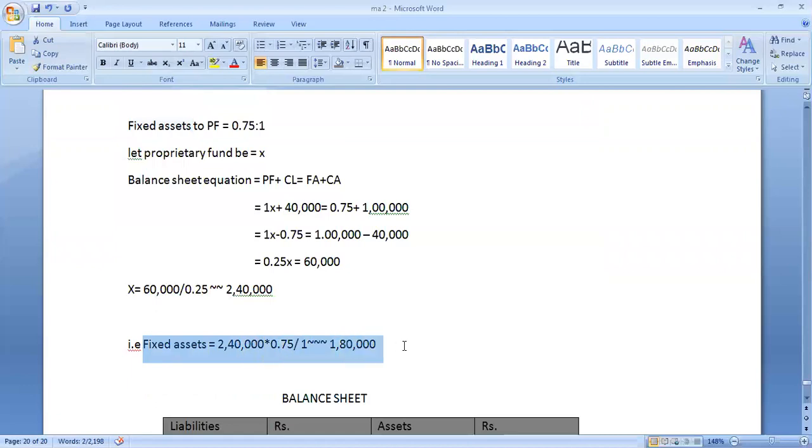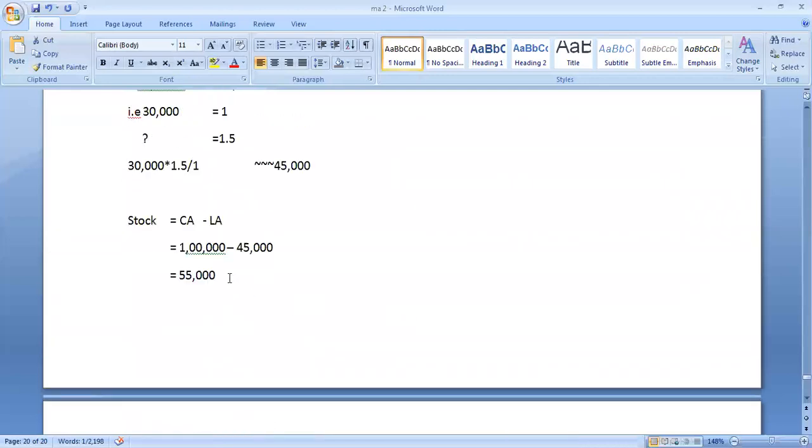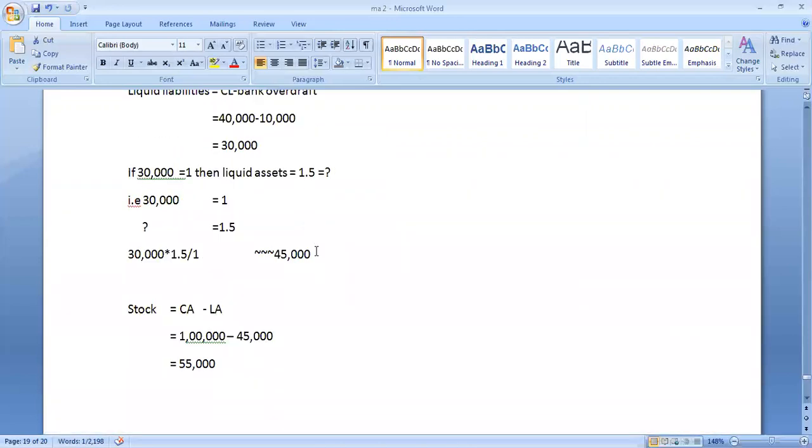First, moving into the balance sheet, see which information you have computed. Fixed assets you have computed, and the proprietors fund you have calculated. In this question there are no reserves and surplus, so no need to calculate the share capital separately. So 2,40,000 is the proprietors fund. Fixed assets go on the asset side and the proprietors fund goes on the liability side. Now, stock is given: 55,000 will be the stock. Along with that, there are liquid assets, which you computed as 45,000.